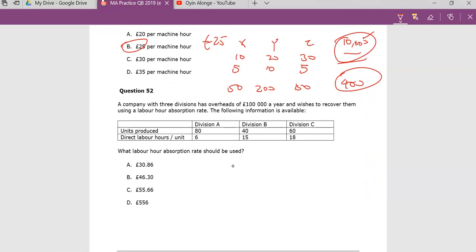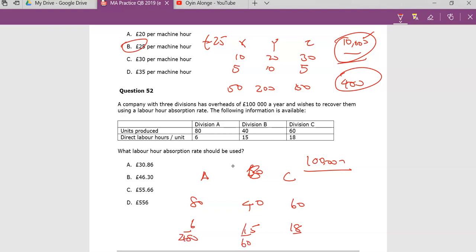Applying the same principle here, really. Here again we have overheads of 100,000. So let's do exactly the same thing. A, 80 units, and you have 6 hours to make each unit. B, you have 40 units, and 15 hours to make each unit. And C, 60 units, and you have 18 hours to make each unit. So multiply those together.